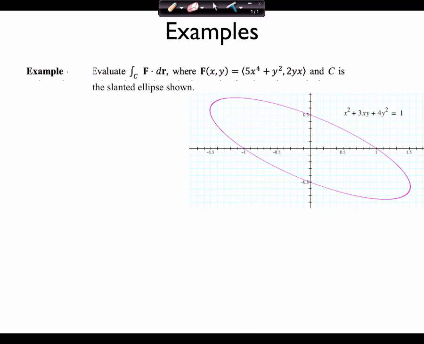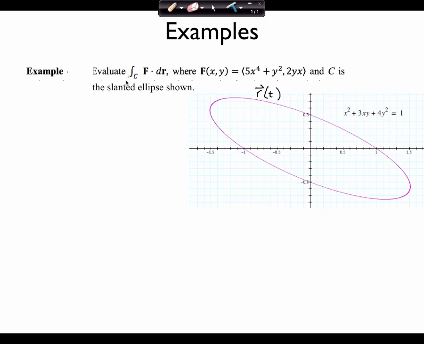So let's talk about doing it directly. How about evaluating this line integral around this? What would that entail? Parameterizing this? That's what you should be thinking. That entails parameterizing the curve, right? Finding the vector function for the curve. How about that? x squared plus 3xy plus 4y squared equals 1. Nah. Don't want to do that. Okay? So, any other options?